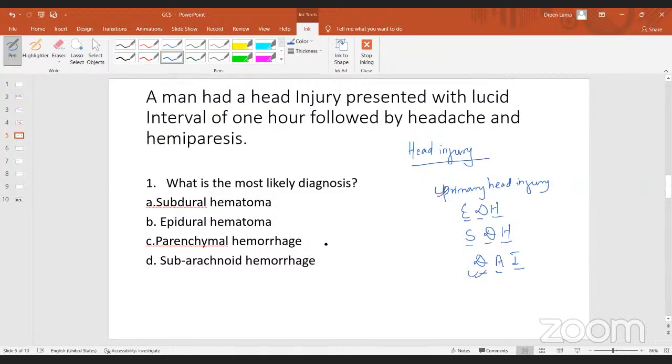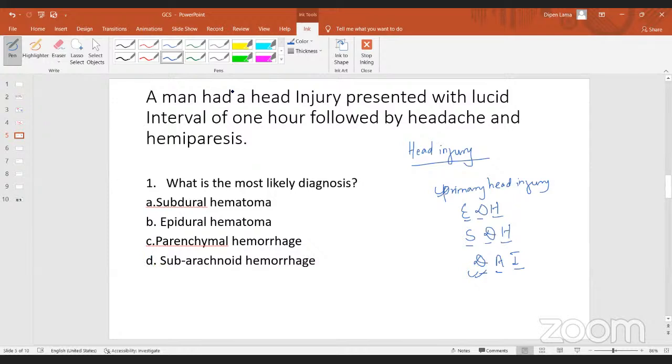These are the primary head injuries. The other components of head injury you should also know. For GCS also, you should know the head injury case scenarios. So for this, what is the most likely diagnosis? Is it A, subdural hematoma, B, epidural hematoma, C, parenchymal hemorrhage, or D, subarachnoid hemorrhage?